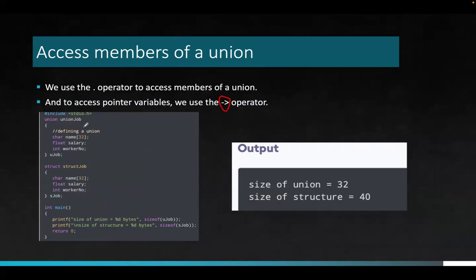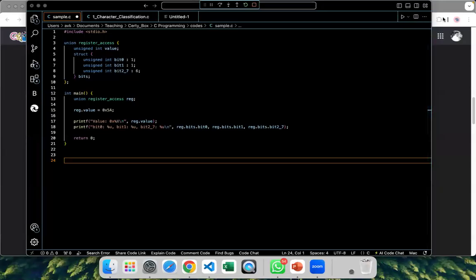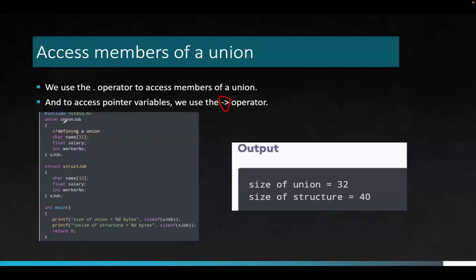Union job. Union job is the name of this union, and it has three variables defined for it. One is a character array name, the size of which is 32, and float salary, so this float value will be assigned to the variable salary. And next is int worker number. So we have created the alias name u job. That completes the union.